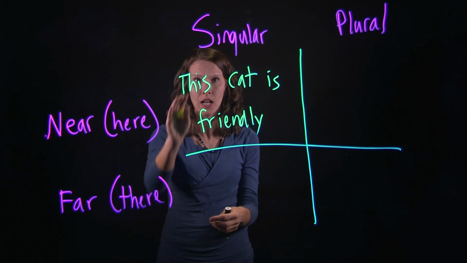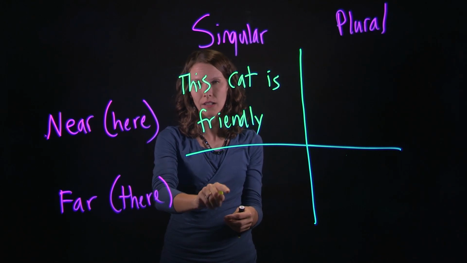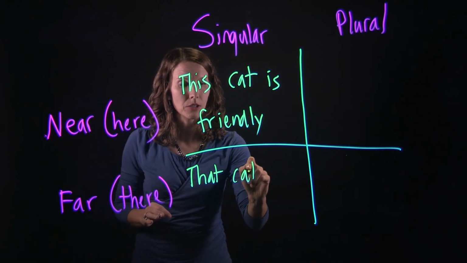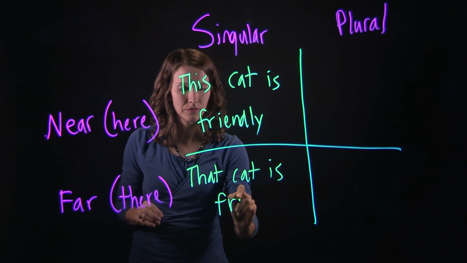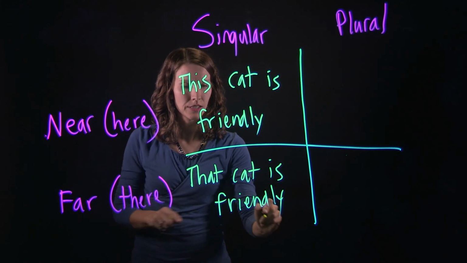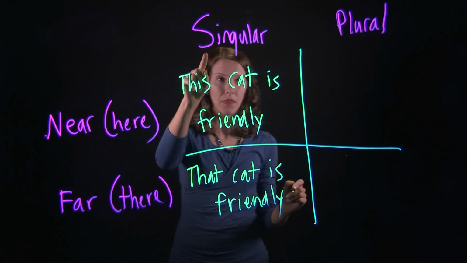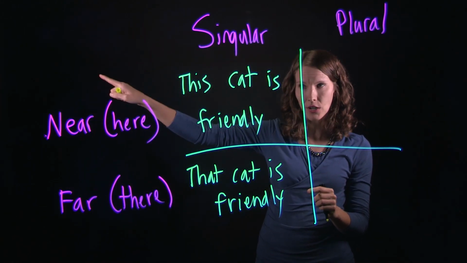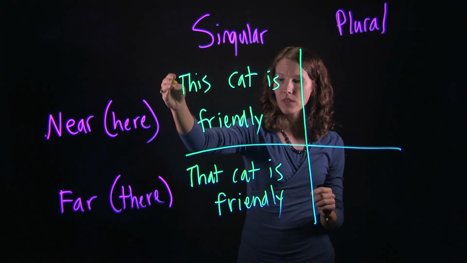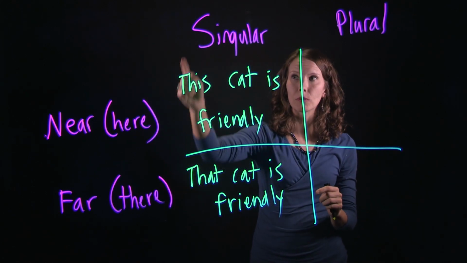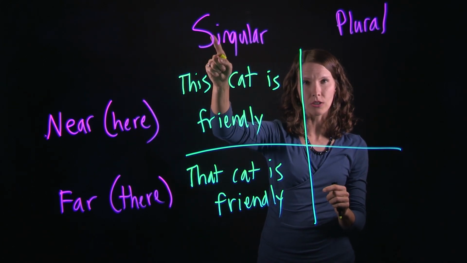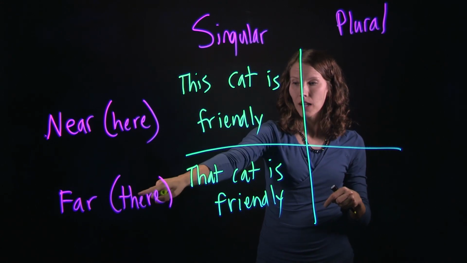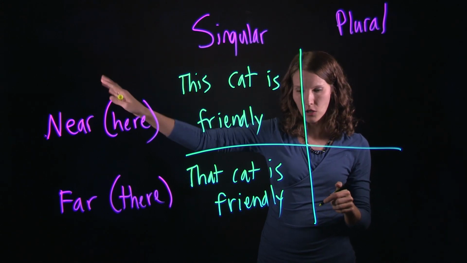If, on the other hand, I'm still talking about one cat, but the cat is far away, that is when I would use the word that. It still is a single cat, but this time the cat is far away from me, so I'm saying "that cat over there is friendly." So this and that are words that you use when you're referring to a singular noun or a singular thing. This references something that's close. That references something that's far.